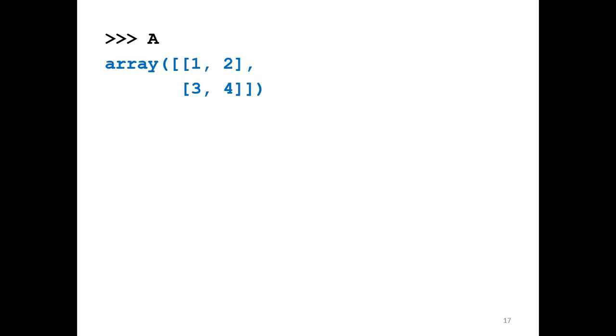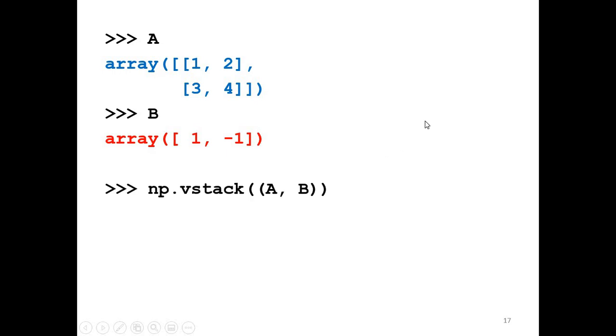Okay, so again, suppose I have an array A and another array B. You see the array A is a 2D array, 2 by 2, and the array B is a 1D array, 1 minus 1. Now if we try to stack them, A comma B, they are not of the same dimension, but it will automatically try to match with this.